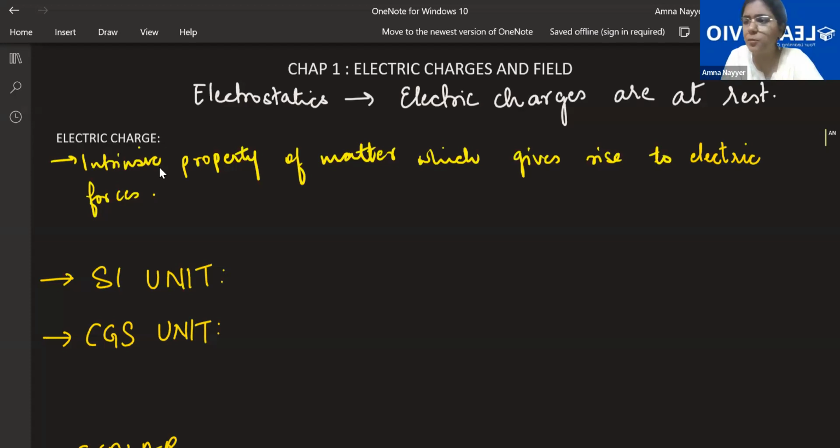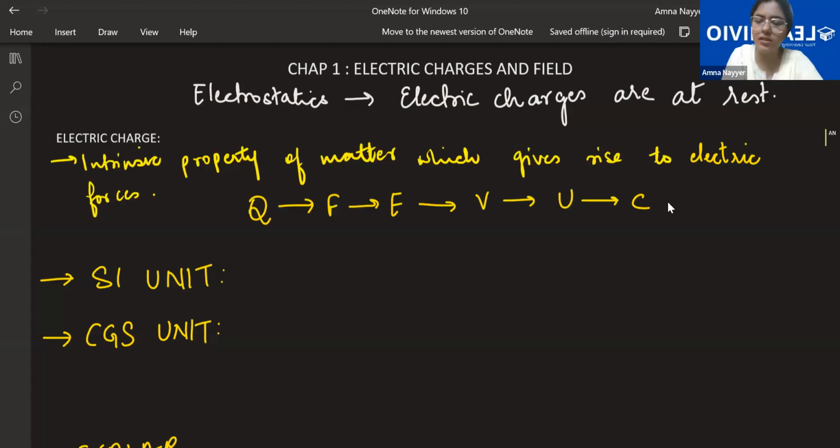The innermost property could be anything, atoms, molecules. So what are we referring to? We are referring to electrical forces, electric field and so on. If you have an electric charge, it gives rise to electric forces. Forces give rise to electric field, electric field gives rise to potential, potential to potential energy, and that to capacitance. There is a whole sequence.